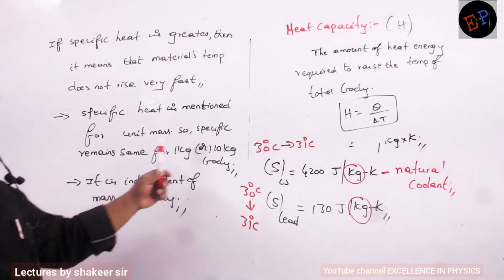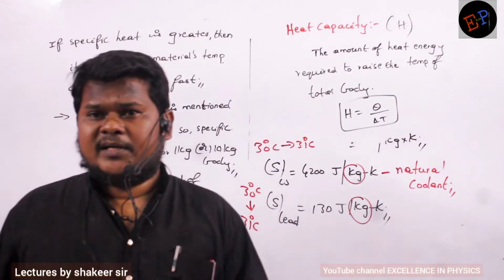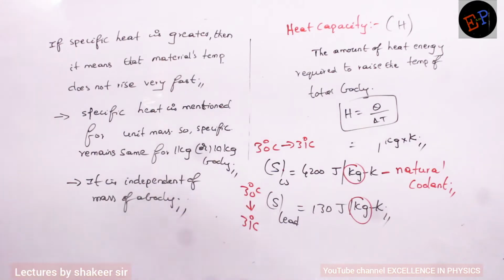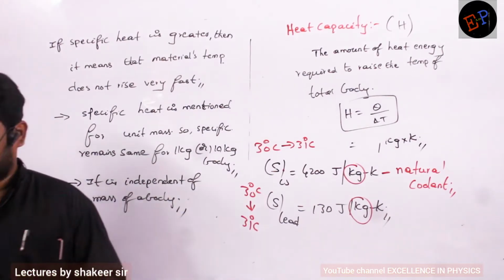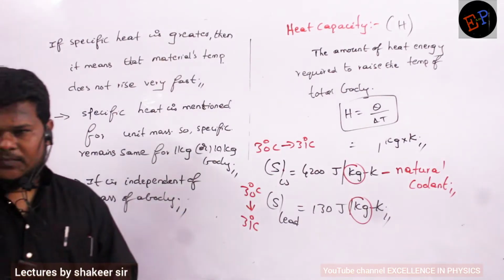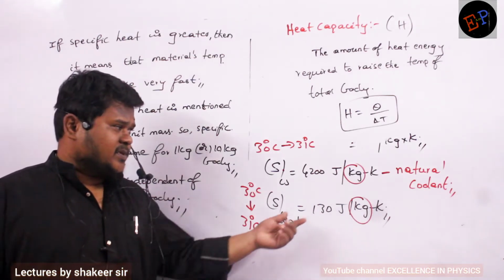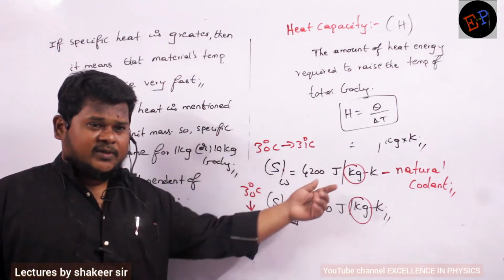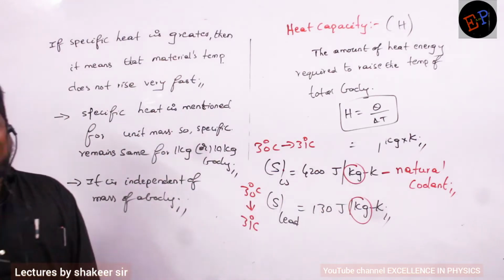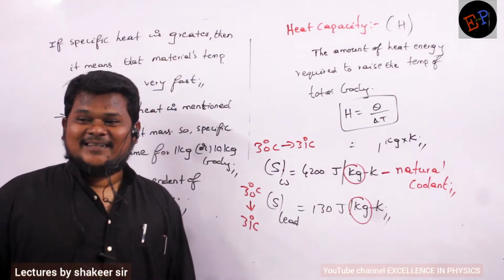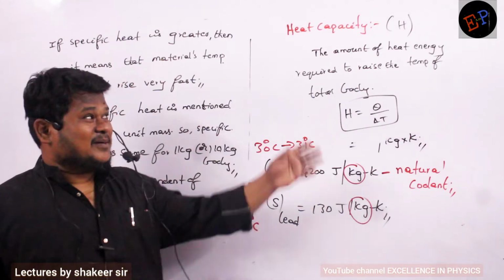So now can you say what is the difference between specific heat and heat capacity, ma, which is very important? Specific heat is independent of mass, but here kg is there, no? Then how is it independent of mass? Specific heat? Heat capacity is?